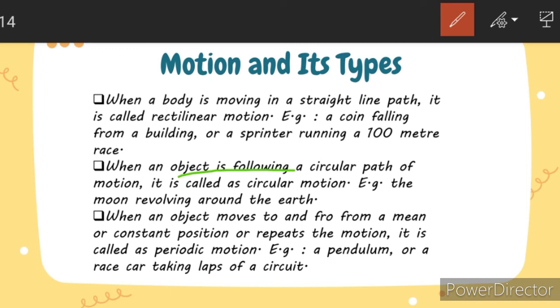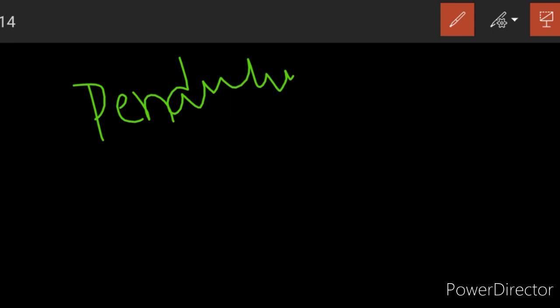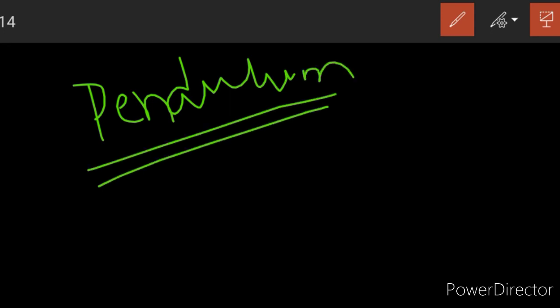Now, moving on, when an object moves to and fro, what is to and fro? We are going to learn. When an object moves to and fro about a constant position and repeats the motion, it is called periodic motion. Now let us learn about periodic motion. That is very important. Like a pendulum, you must have observed a pendulum. So here the example goes, people.